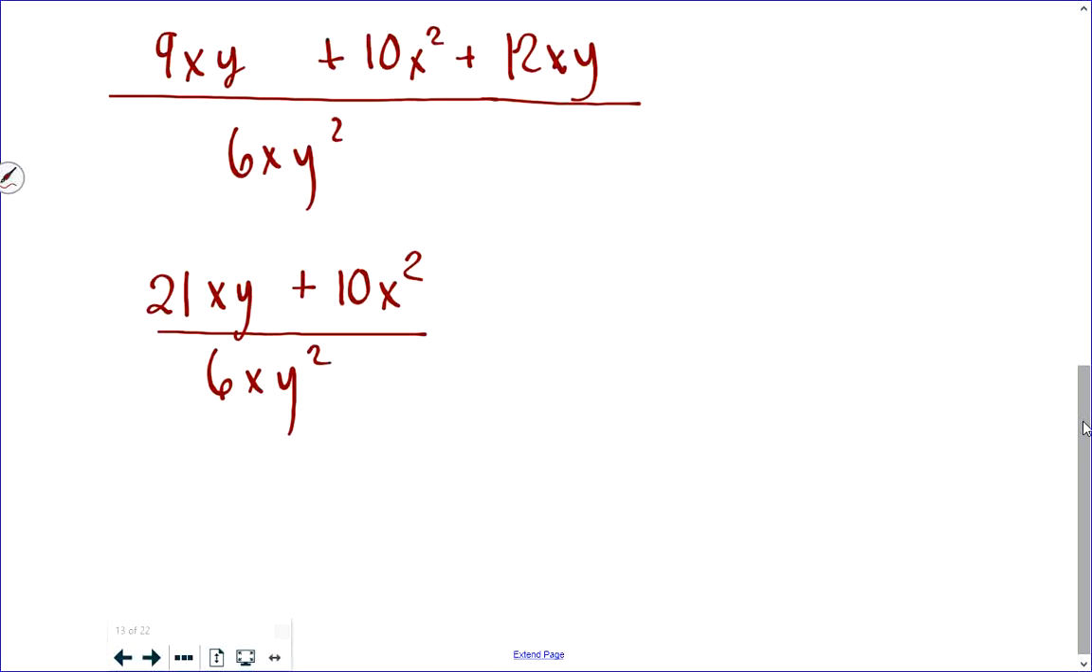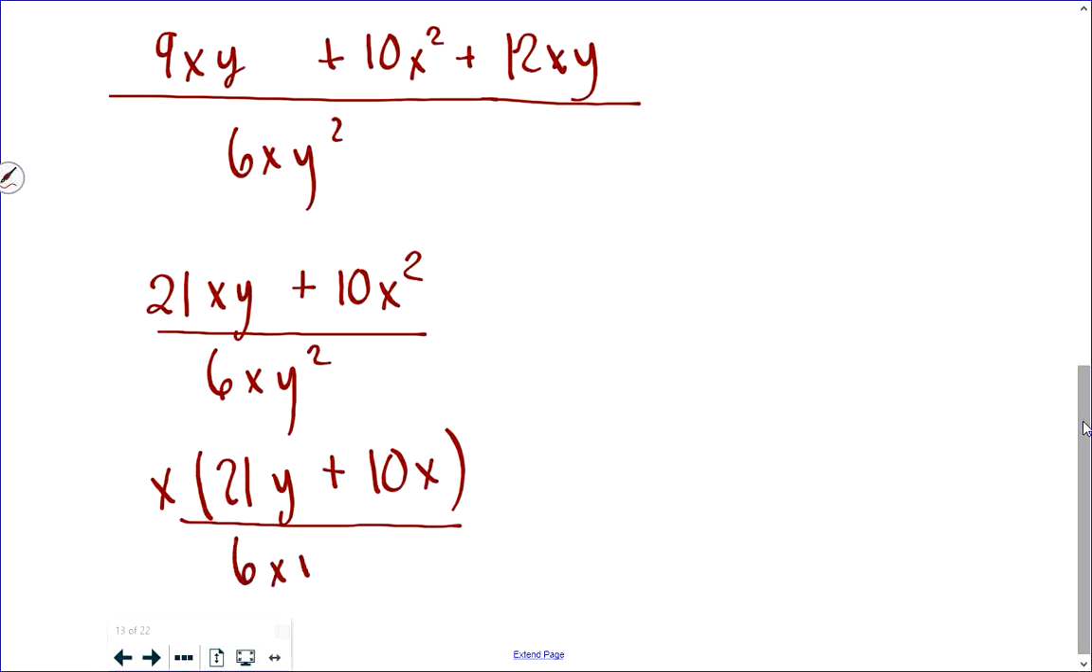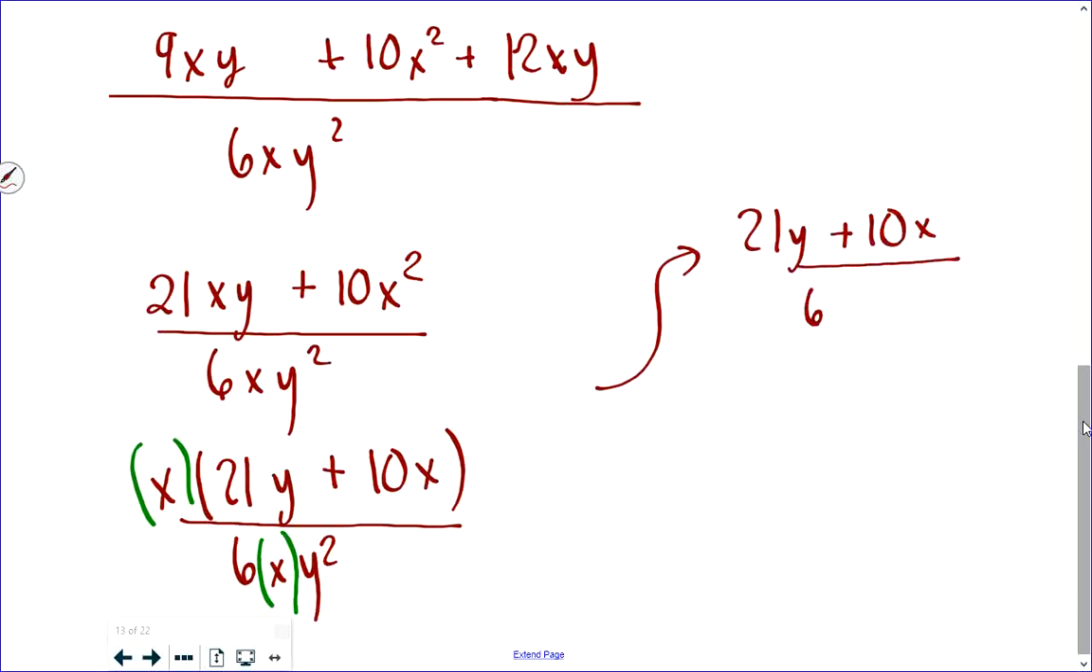Can I factor the top? It's subtle, but I can, can't I? I can factor an x out of the top. And have 21y plus 10x over 6xy squared. And I can cancel that x on the top because it is a factor with the x on the bottom because it is a factor, and get 21y plus 10x over 6y squared.